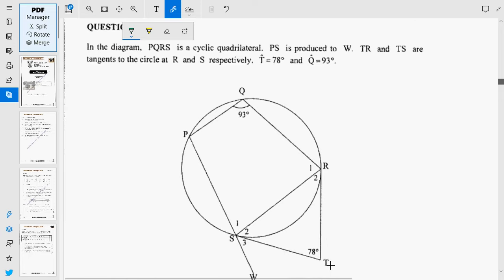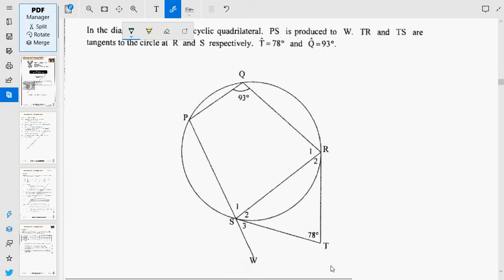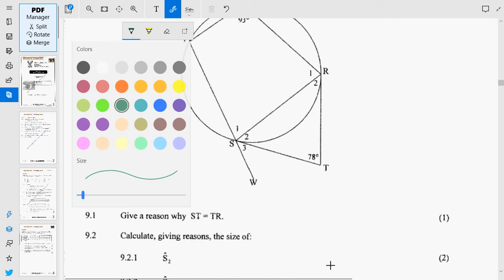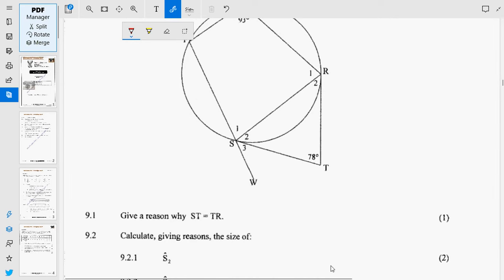And question 9 is on Euclidean geometry. Now remember, you have to read the information given before you answer the question. So the first question they ask us here, let me go back to my red pen, is to give a reason why ST is equal to TR. Well, it's just bookwork.